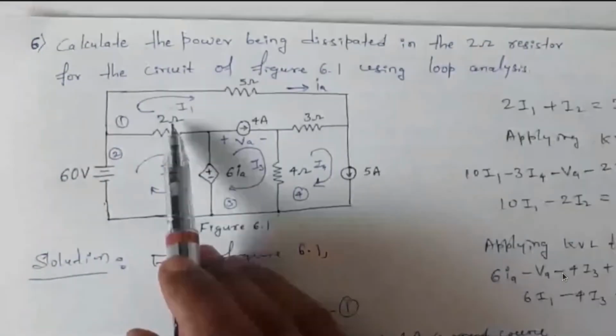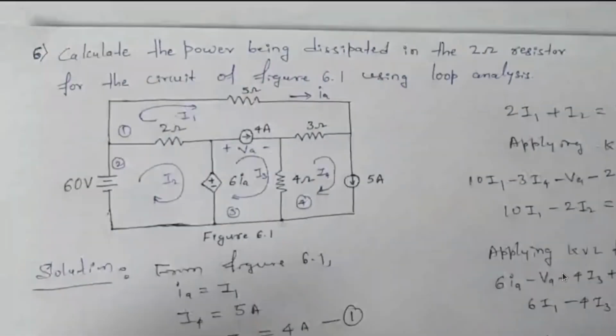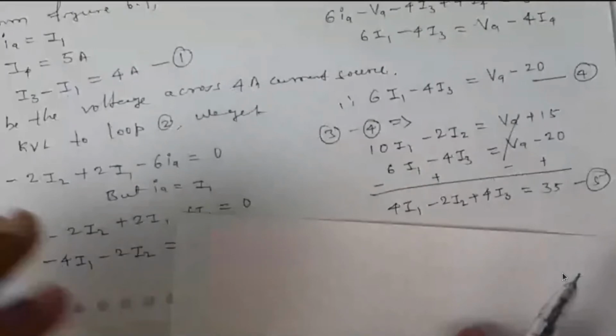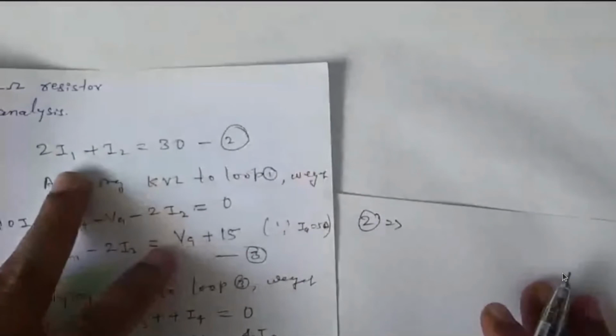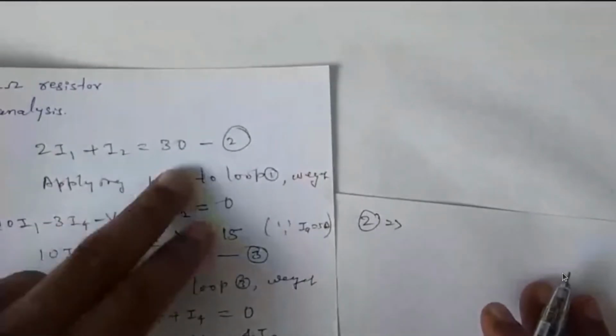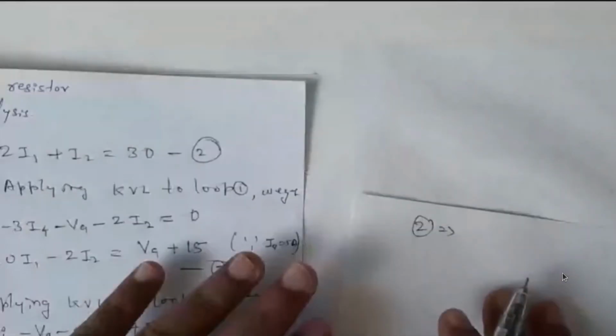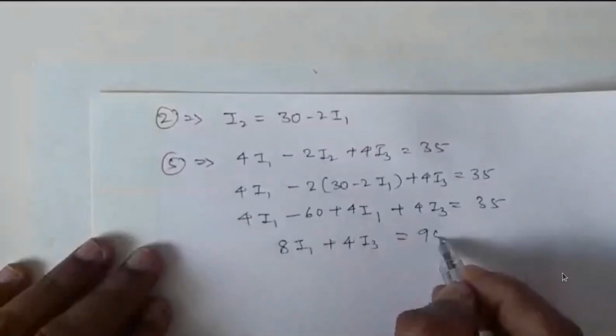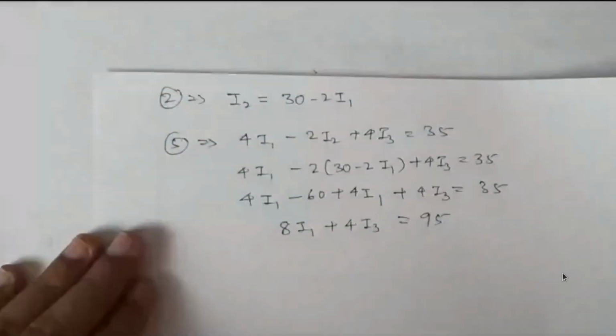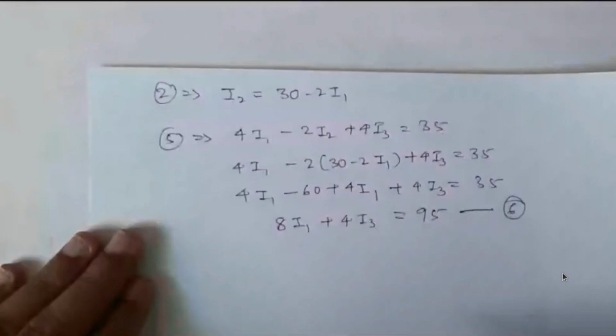So for that purpose, I'm going to take equation 2 now. If you see equation 2, it is in terms of I1 and I2. Equation 2 is 2I1 plus I2 is equal to 30. From this equation, I can write I2 in terms of I1. Let me call this equation 6.